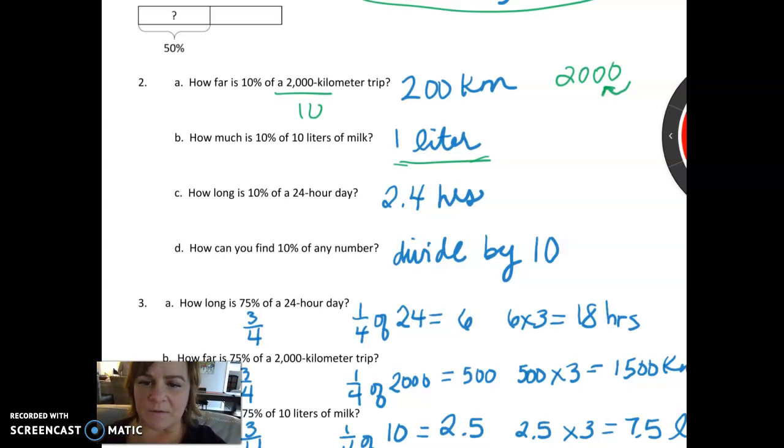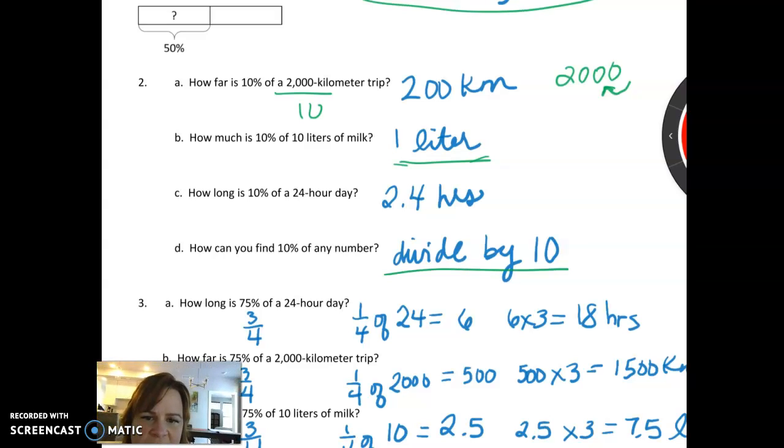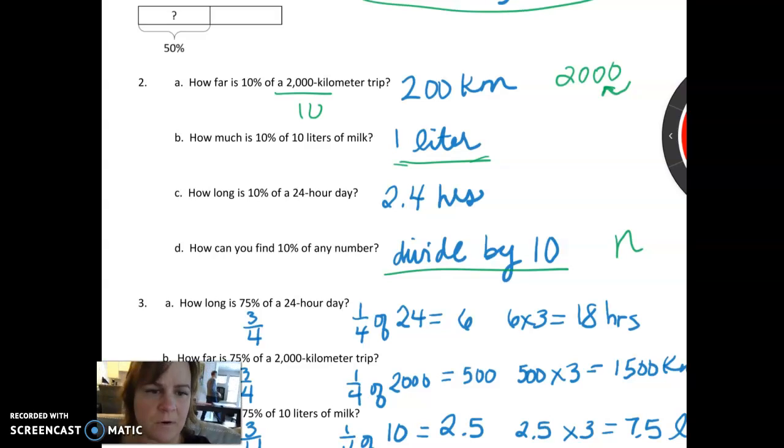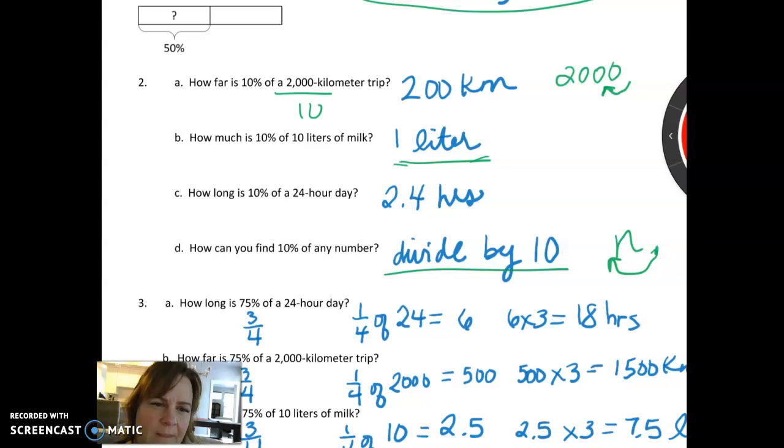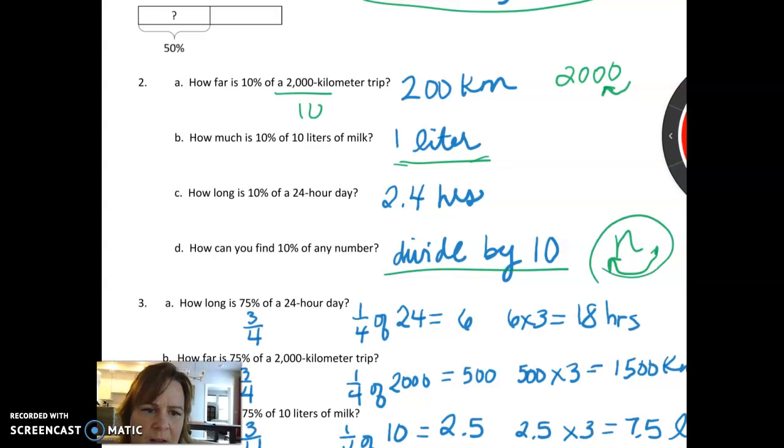So how do you find 10% of a number? We divide by 10. And just remember that that also means that if n is the number, we would simply move 1 place to the left to divide by 10. So 10% of n would be n tenths, or point n.